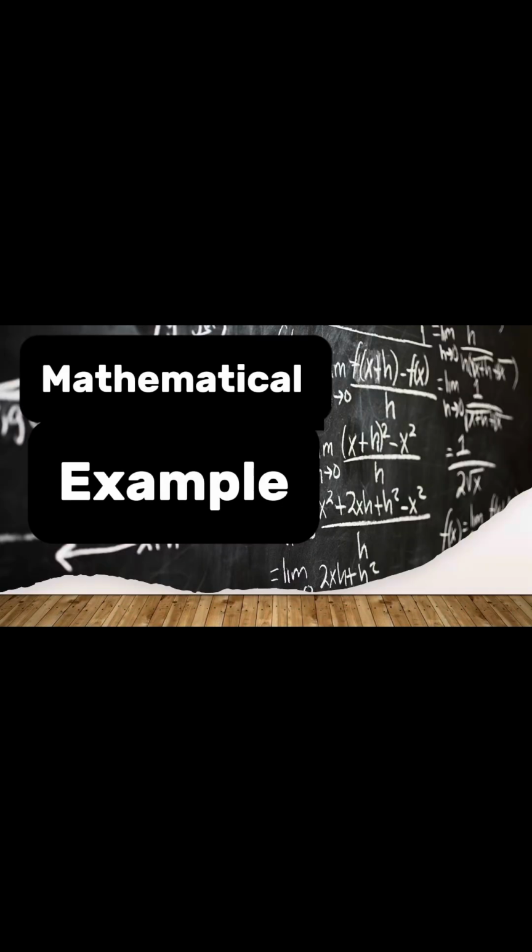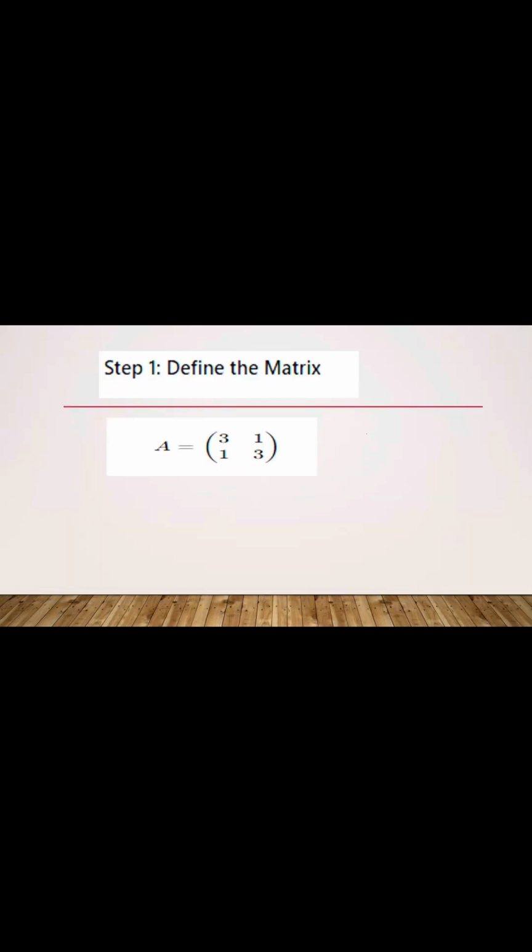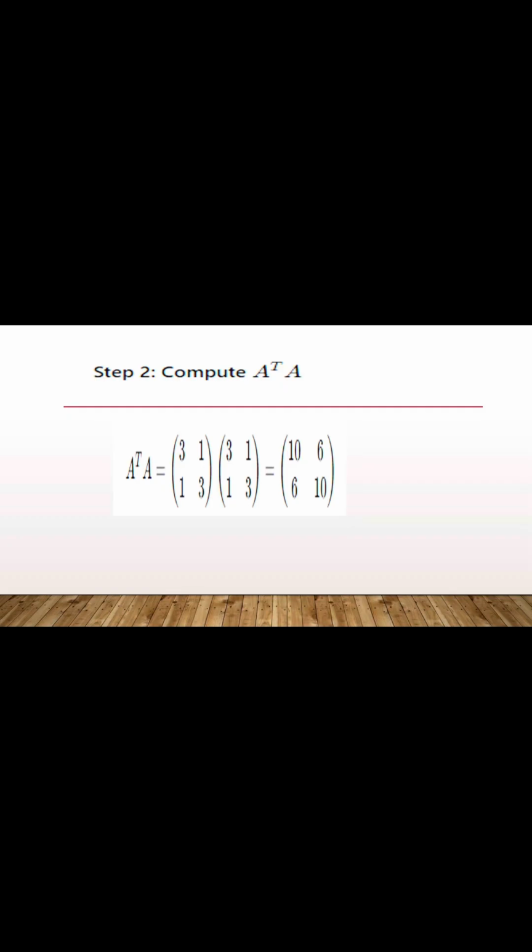Let's see the mathematical example of SVD. Now our mission is to decompose this simple 2 by 2 matrix A into three parts: U, sigma, and V transpose. This is the SVD. We will go through this step by step. The first step is to compute A transpose A. Since our matrix A is symmetric, meaning it looks the same across its diagonal, A transpose is actually equal to A itself. So we just multiply A by itself.